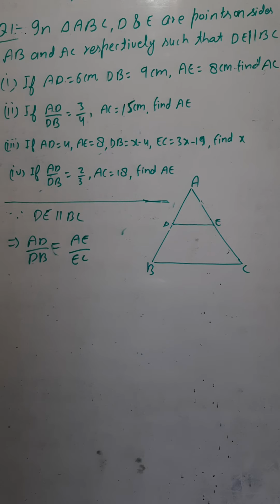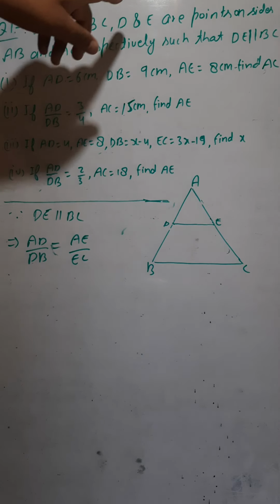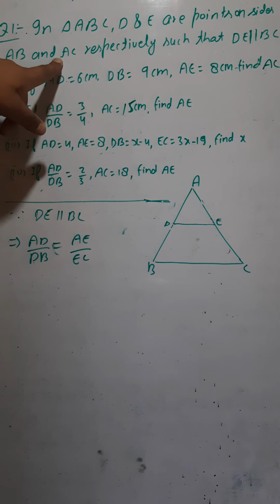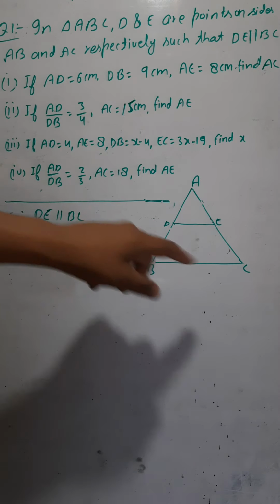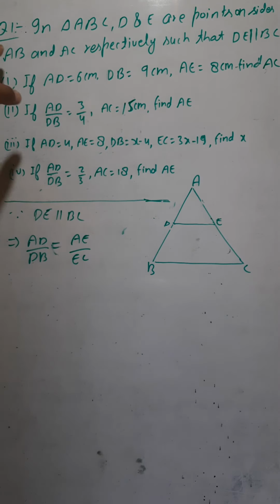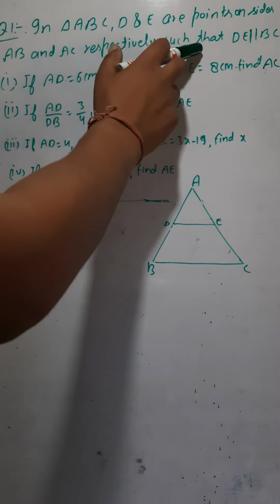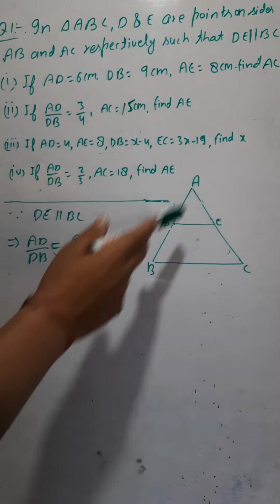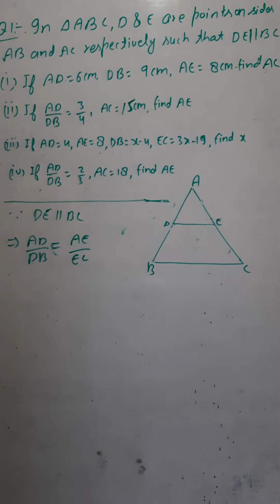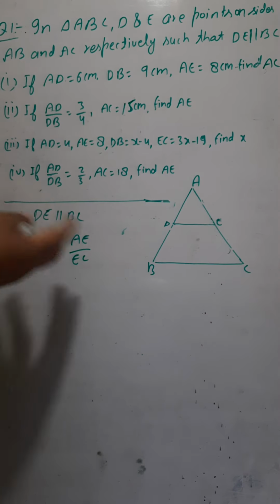Okay, so question number 1 is, in triangle ABC, D and E are points on the sides AB and AC. You have been given a triangle ABC and there are two points D and E on the sides AB and AC, such that DE is parallel to BC. Now we already know if two lines are parallel, then the sides are also divided in the same ratio. This is the BPT. We are going to use BPT here.